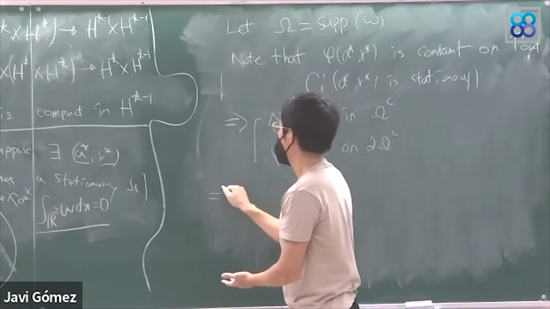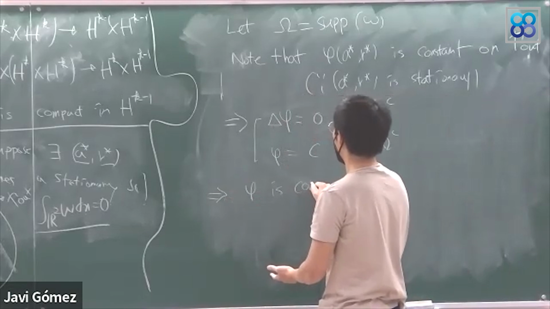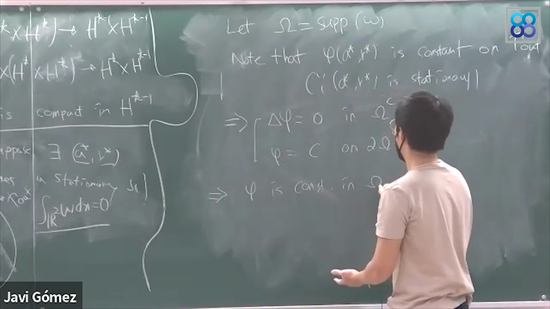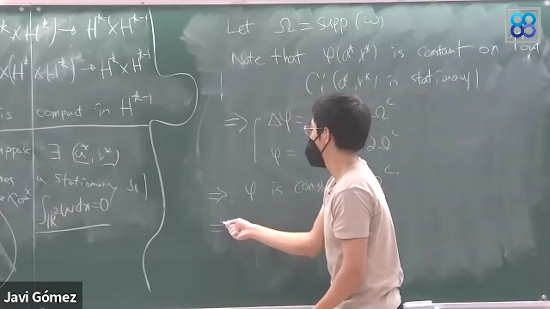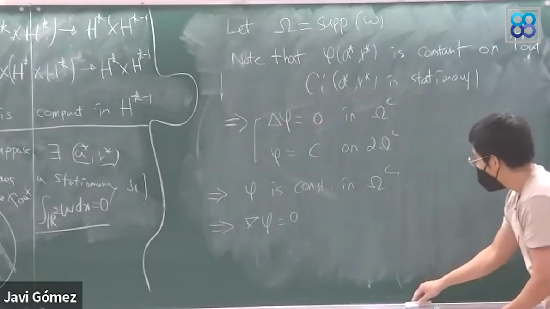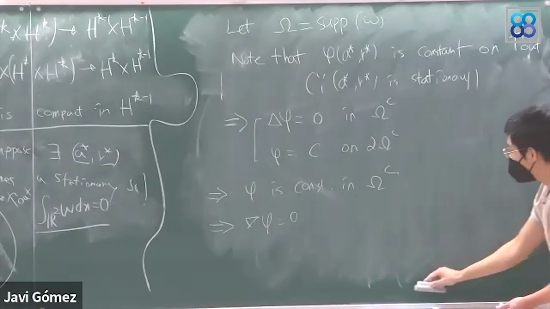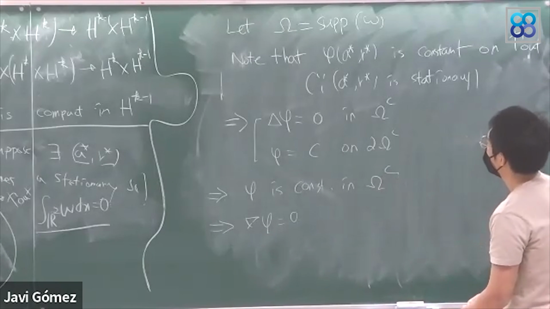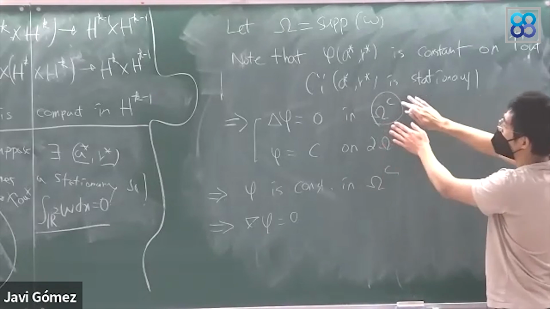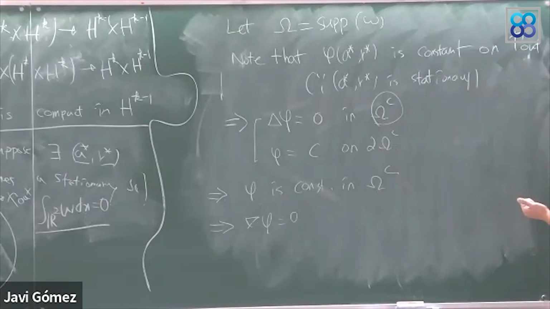So the maximum principle says psi is constant. So psi is zero. And actually, there's a missing part, because the complement of omega is an unbounded domain. So what if psi has a maximum or minimum at infinity, not on the boundary?